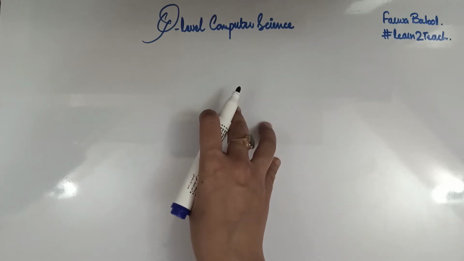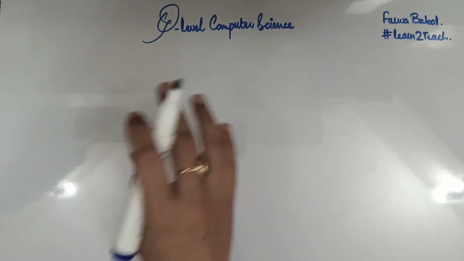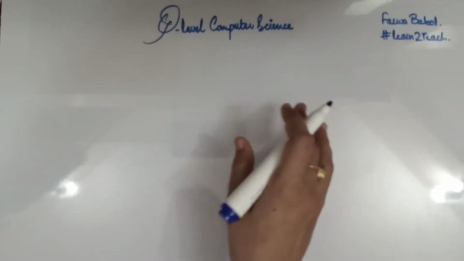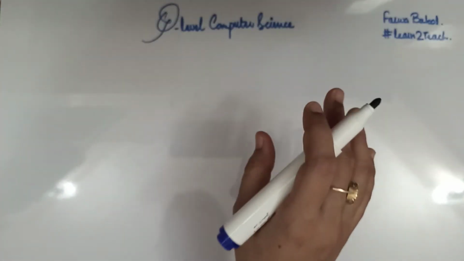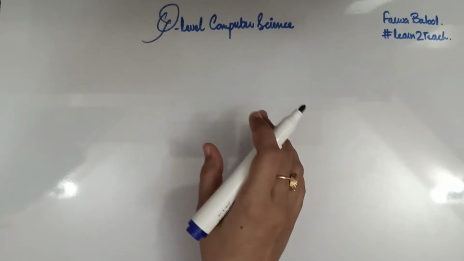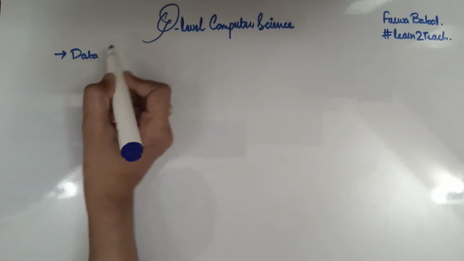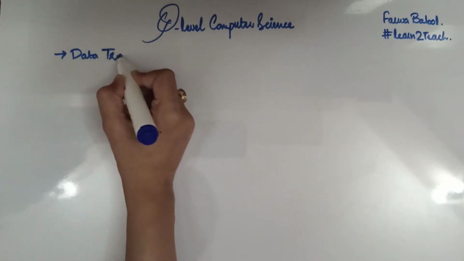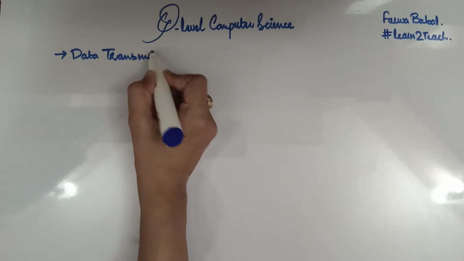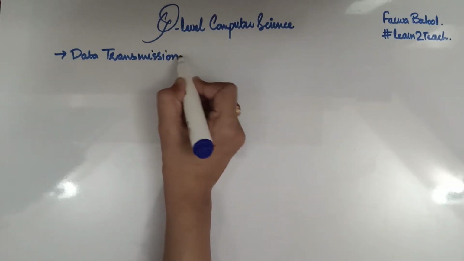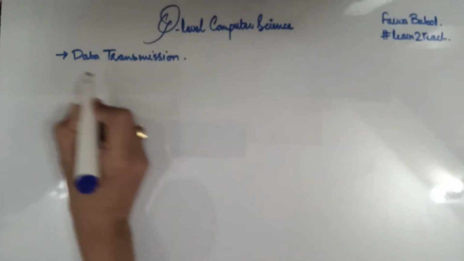As you all know, we have covered the topics of data representation, right? Inside data representation we had three main topics: binary systems, hexadecimals and data storage. We have completed that heading, and now we are moving towards the second one, that is data transmission. In this video I'm going to tell you the main headings that you are going to study inside this heading of data transmission.